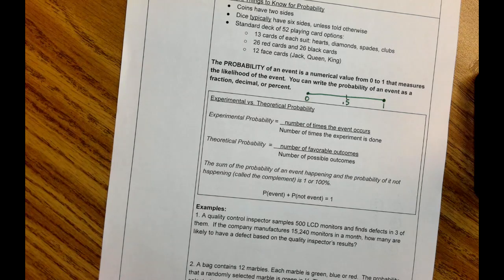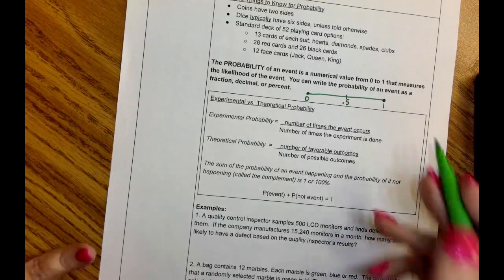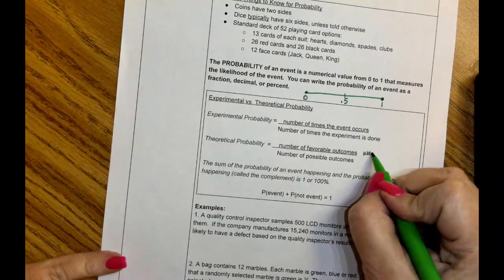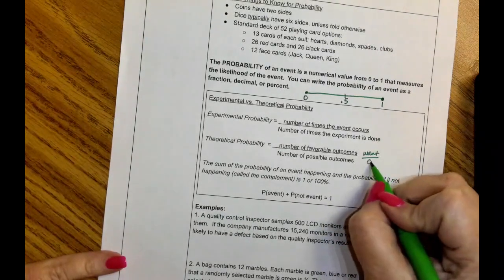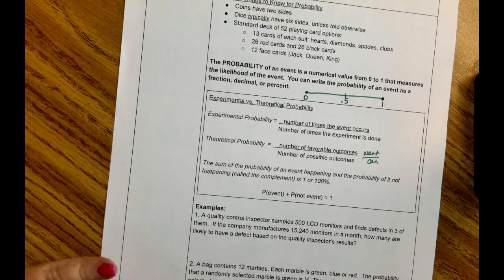Versus theoretical, which is the number of favorable outcomes, just generically, how many things that can happen that I want to happen, over how many things can happen. I want red marbles, I want green marbles, there are red and green marbles in the bag.